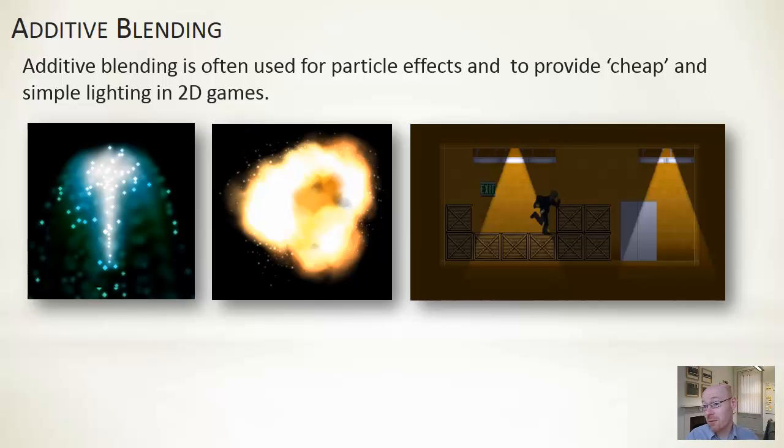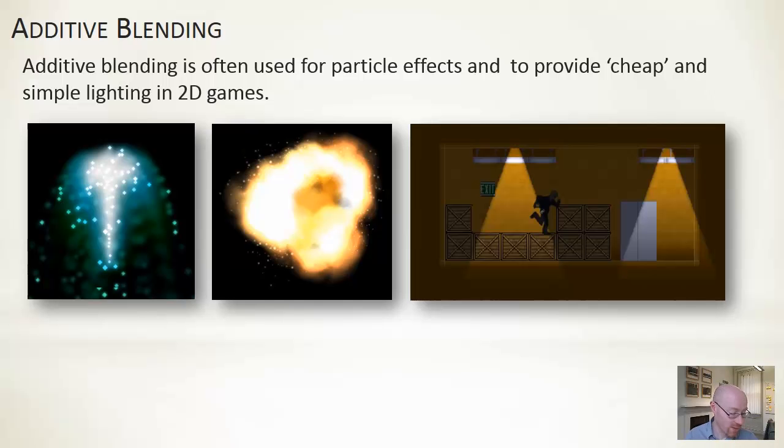The second use, and this very much is specific and dependent upon the game, you can actually use it to provide cheap and cheerful lighting within 2D games. So if we had a light source that was flickering on and off, we could simulate that by drawing, if you like, say, a triangular shape for the cast of the light, but combining it using additive blending.